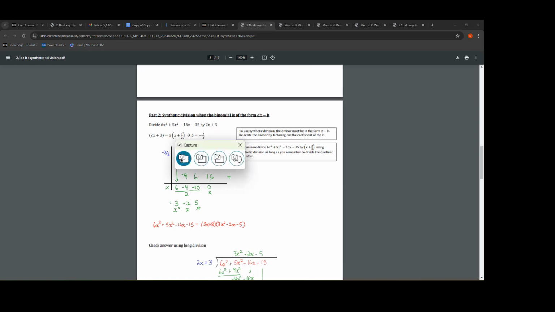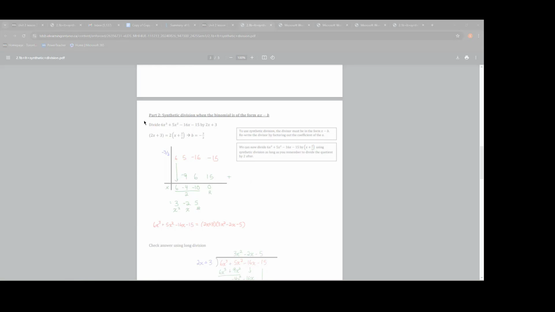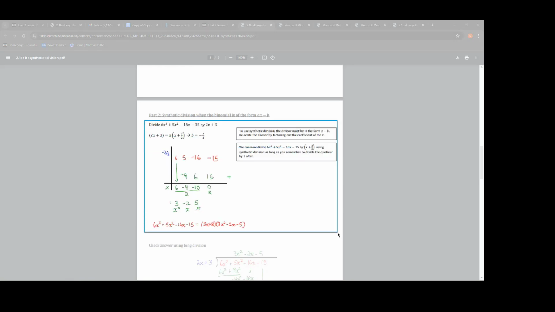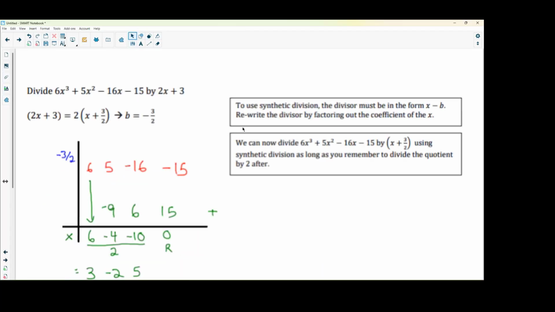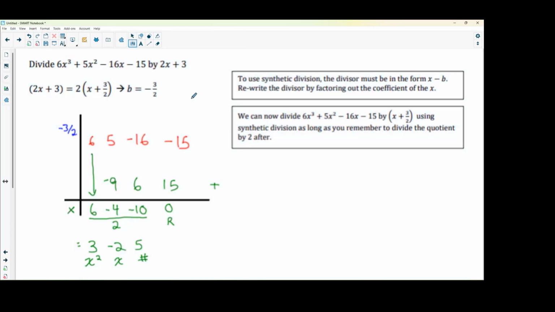Yeah, let's do another example. So what's happening here now? In this example, our b value is -3/2. It's a fraction. Everyone can see, because if you're dividing by 2x plus 3, if you make it equal to 0, x is equal to -3/2. That's how you can solve for your b value. Just make the binomial equal to 0 and then solve for x. So we have x is equal to -3/2.